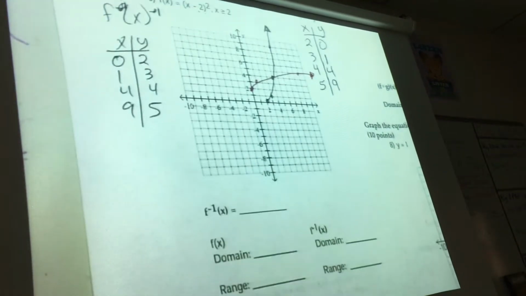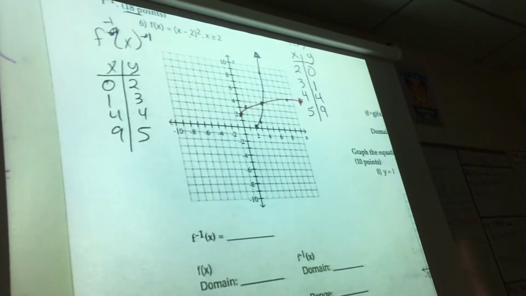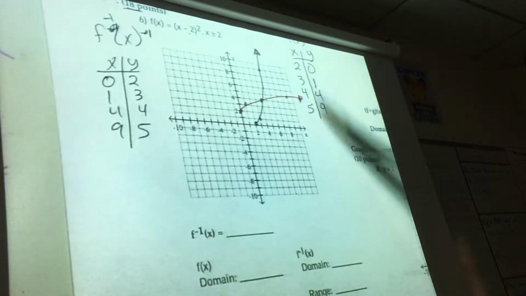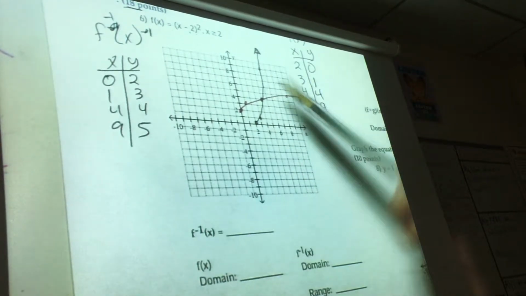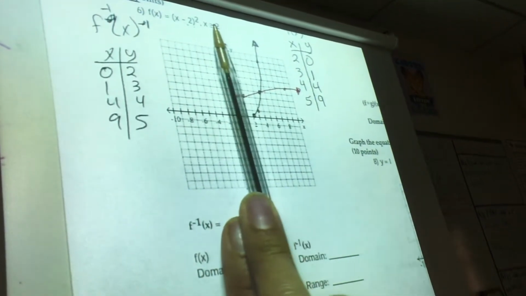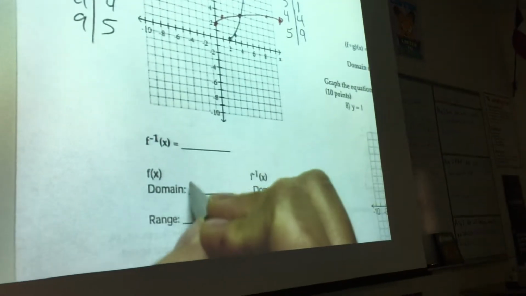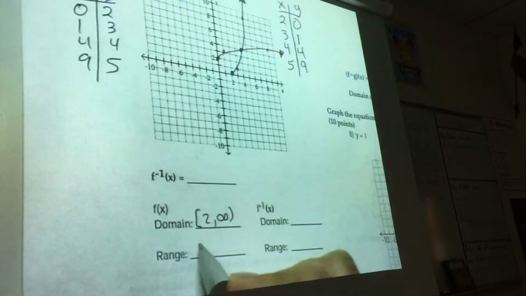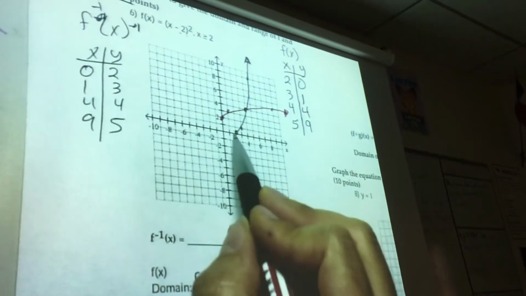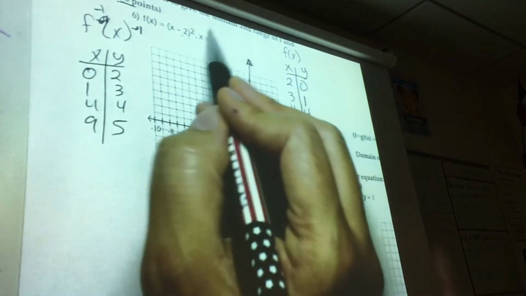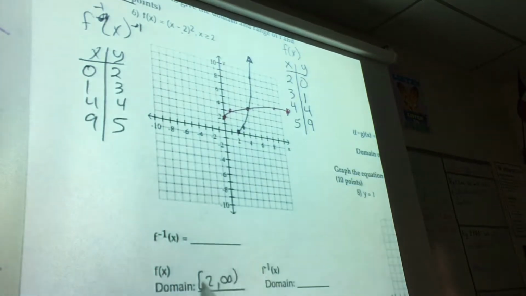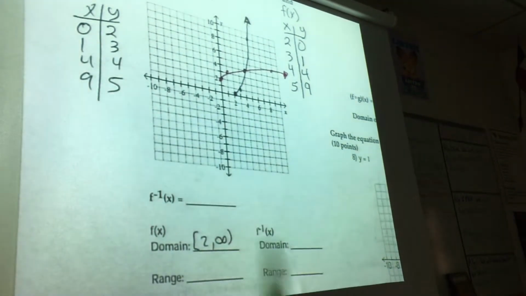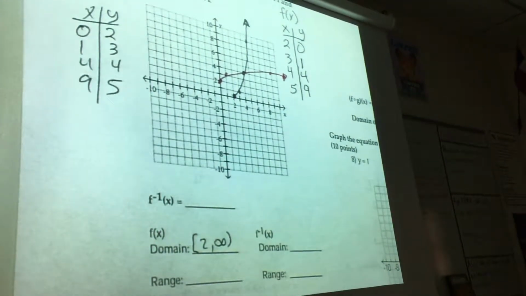Now we have to find a domain and range for both. The domain of f of x, which was this one, the one in black, it starts off where x is what? 2. So this is 2 to infinity. Is it always going to start off with a bracket and end with a parenthesis? Because there is a point here, because of the equal sign, that's why it has to be a bracket. And infinity always has parentheses.